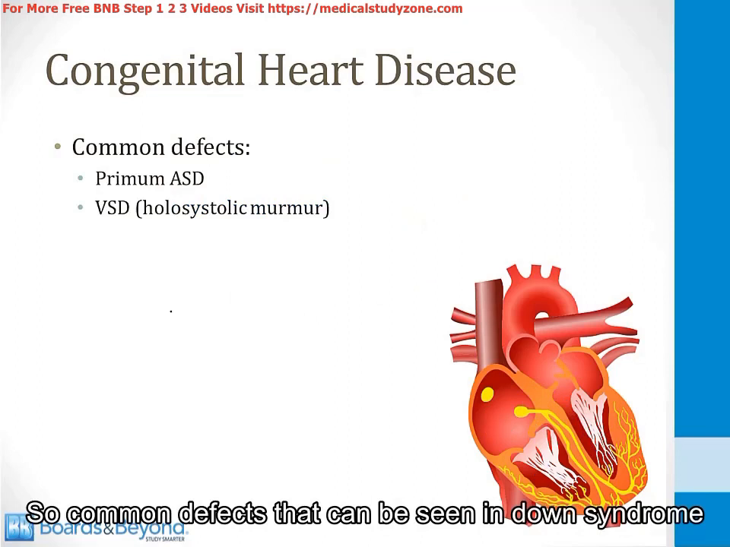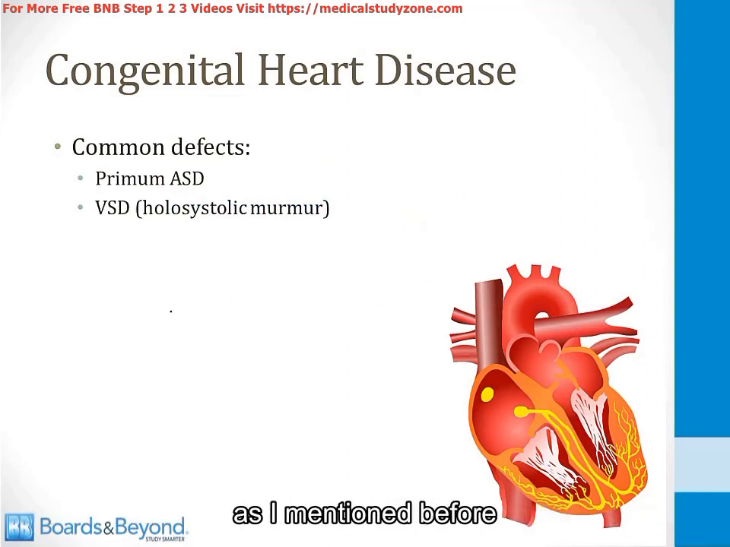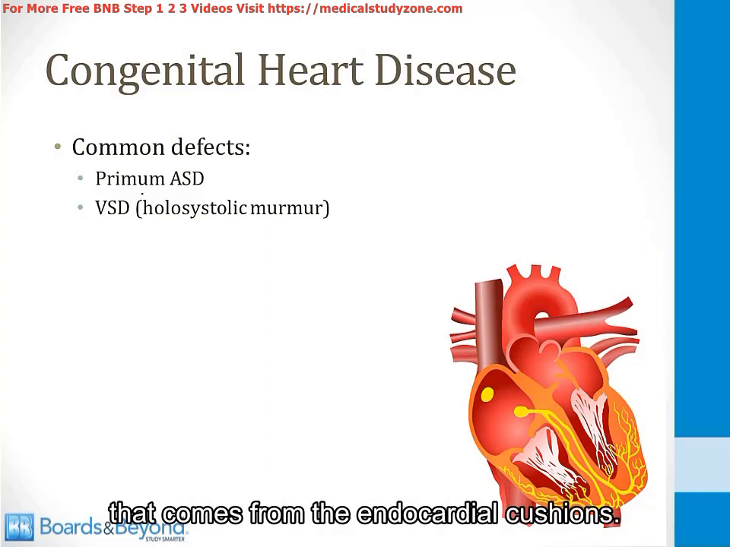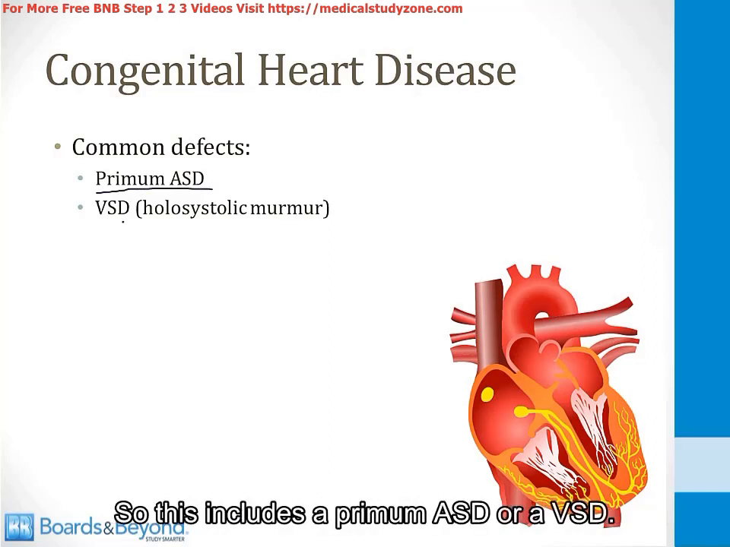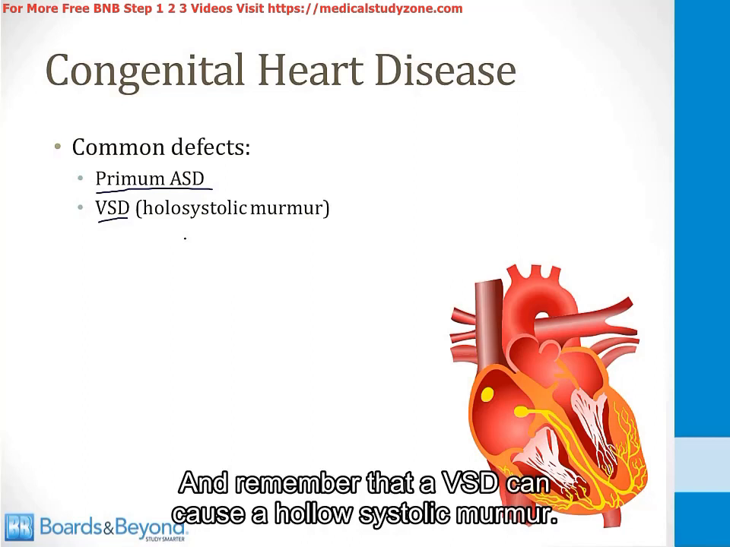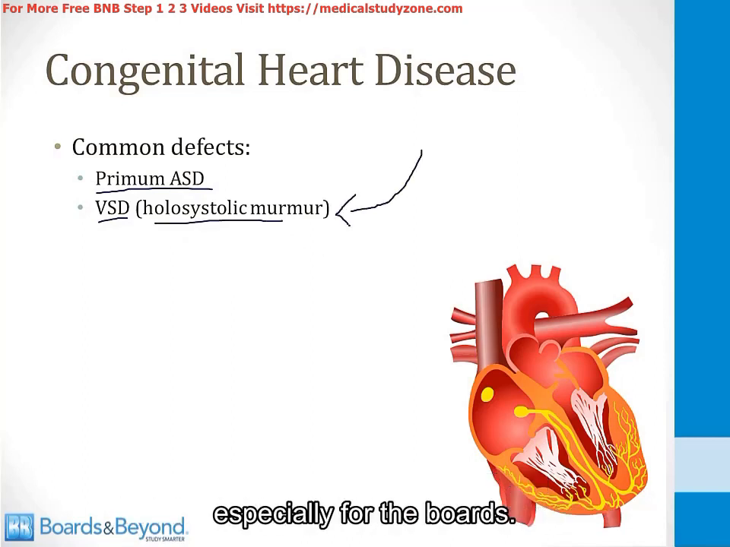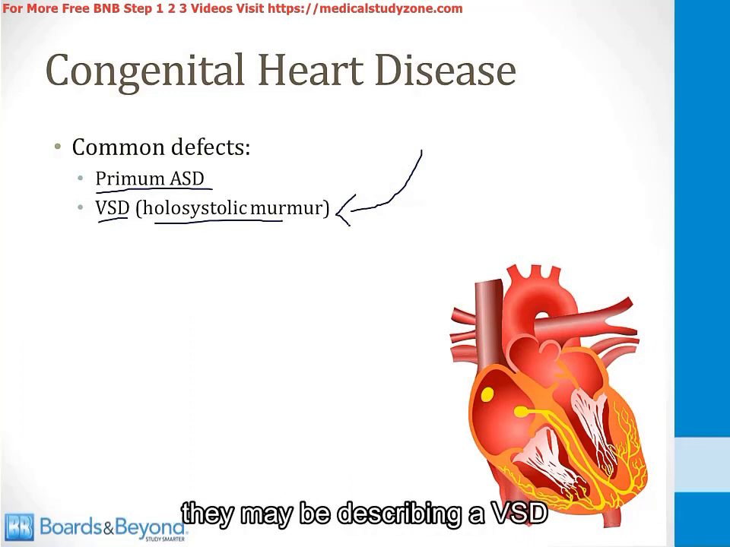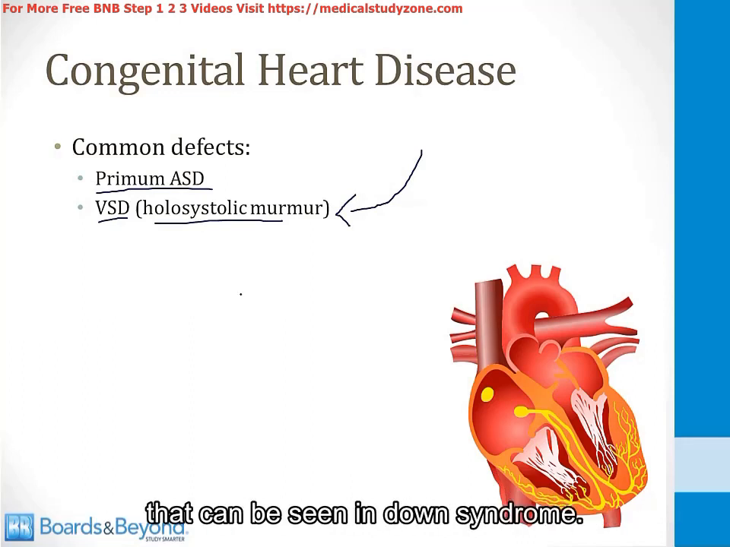So common defects that can be seen in Down syndrome, as I mentioned before, are defects that involve the atrioventricular septum that comes from the endocardial cushions. So this includes a primum ASD or a VSD. And remember that a VSD can cause a holosystolic murmur, and this is high yield for you to remember, especially for the boards. If they describe a baby with a holosystolic murmur, they may be describing a VSD that can be seen in Down syndrome.